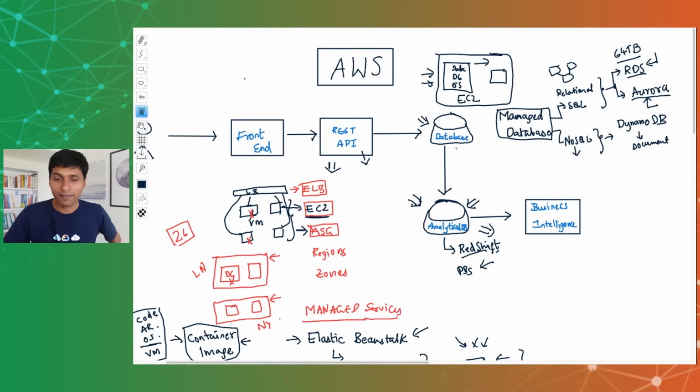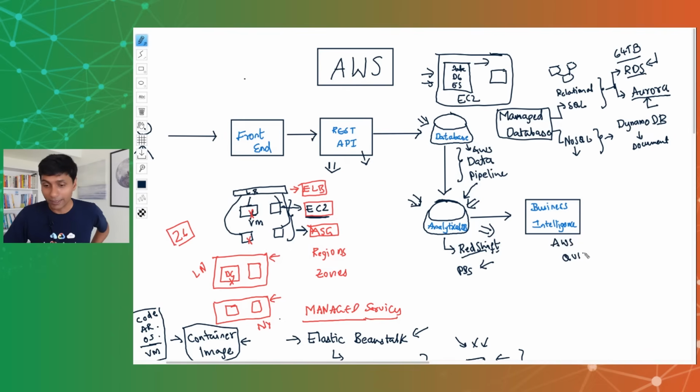Now, how do you get the data from your relational database or from your transactional database into your analytical database? That's when you can go for a data pipeline. AWS provides a service called AWS Data Pipeline. AWS Data Pipeline can read data from your transactional database and load it into an analytical database as well. And AWS also provides business intelligence solutions. So you can use something like AWS QuickSight to read from your analytical database and get intelligence, to be able to run queries and all that stuff around this, right?